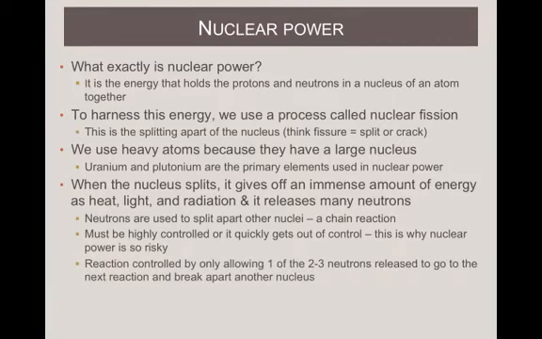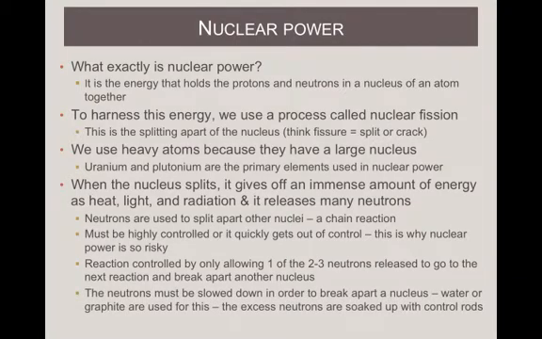Now, how do we control that? Well, the reaction is controlled by only allowing one of the 2 to 3 neutrons that are released during nuclear fission to go into the next reaction. You're going to see a picture of this in a second. Let me just keep going and then we'll talk about it.